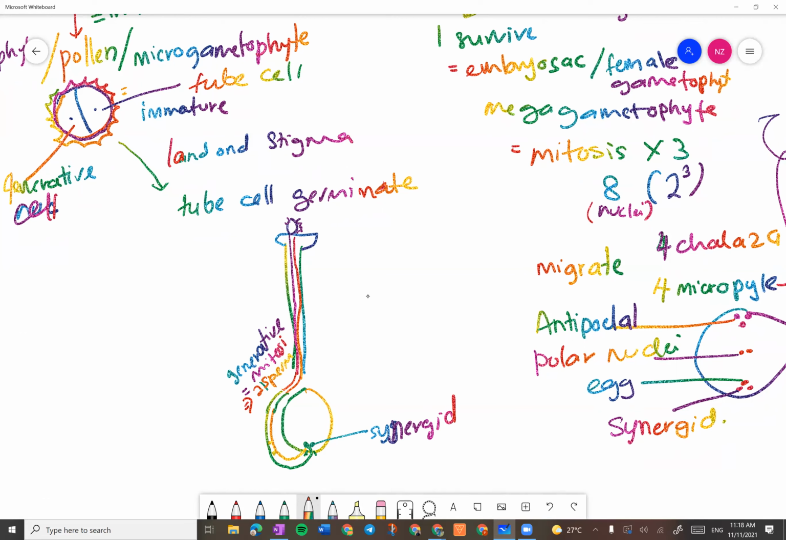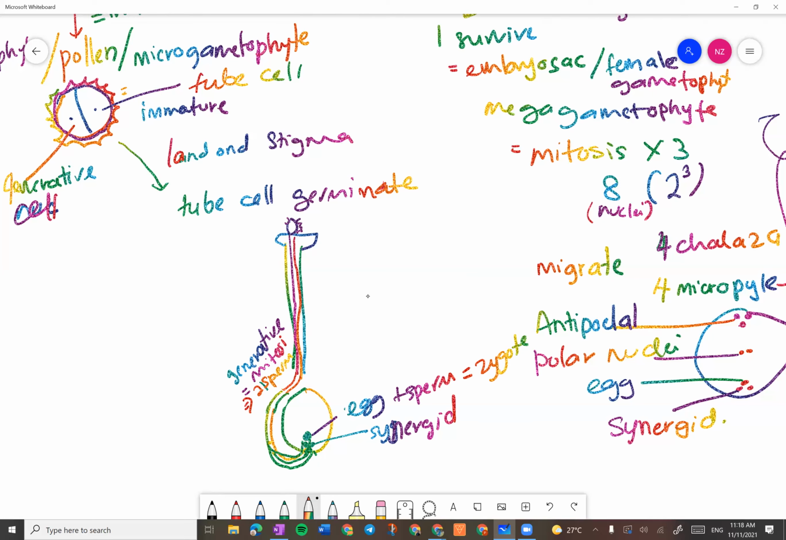Now, when the sperm has penetrated here, it is released inside the embryo sac. So what would it do? The first one will fuse with the egg cell. Good, to become, well done, zygote.